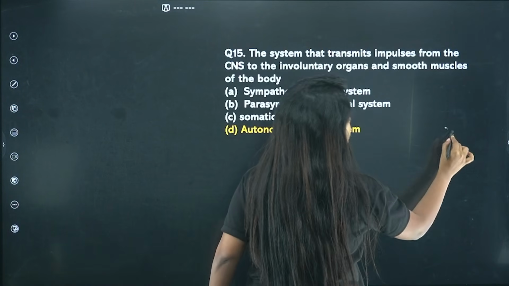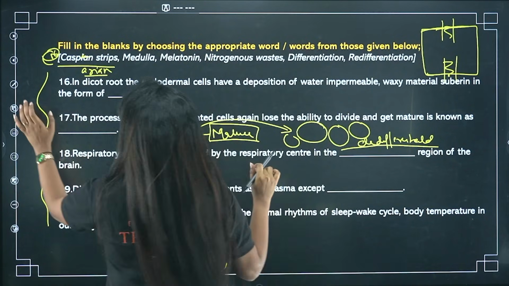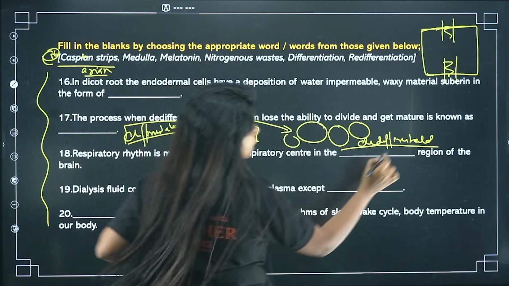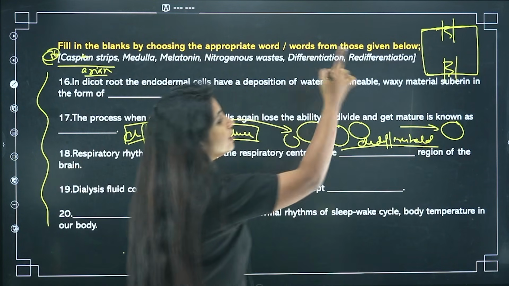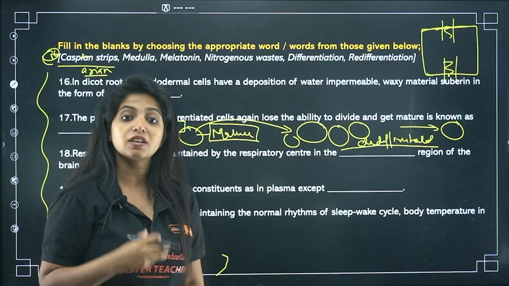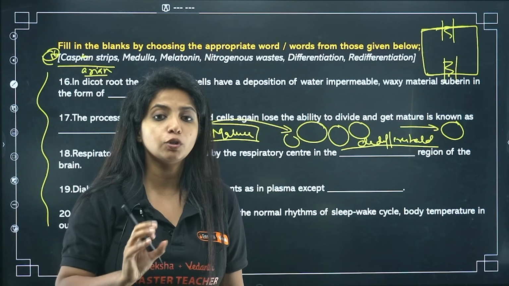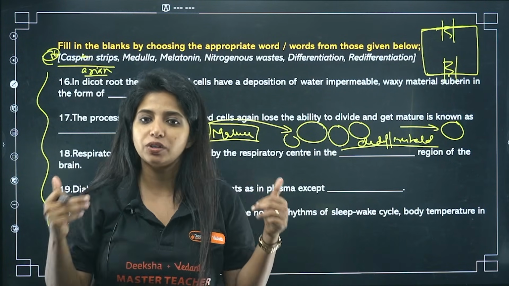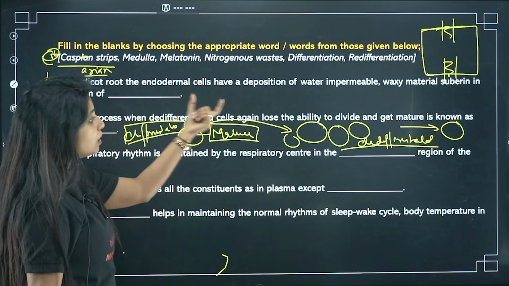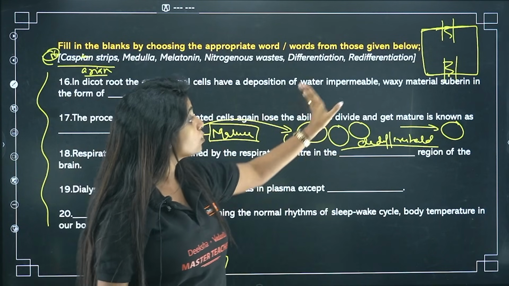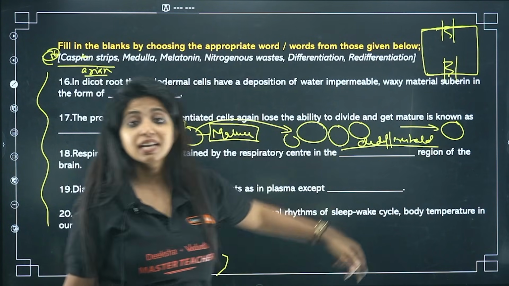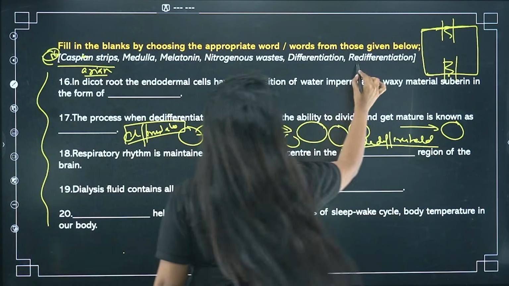Again, when they come back to a stage where, my dear children, they have lost the ability to divide, you will be calling this the redifferentiated stage. So whenever something is differentiated, you mean that they are mature, they are not able to divide. They have lost the property to divide. So over here, the process when dedifferentiated cells again lose the ability to divide and get mature is known as redifferentiation. So redifferentiation is given right over here.